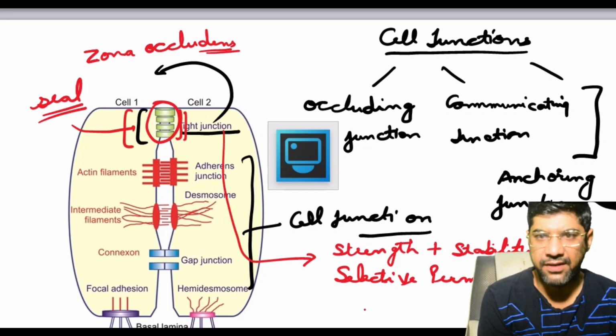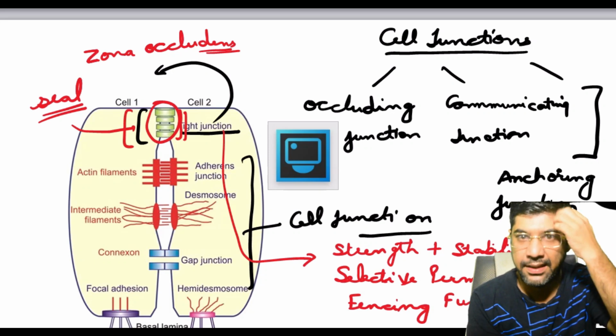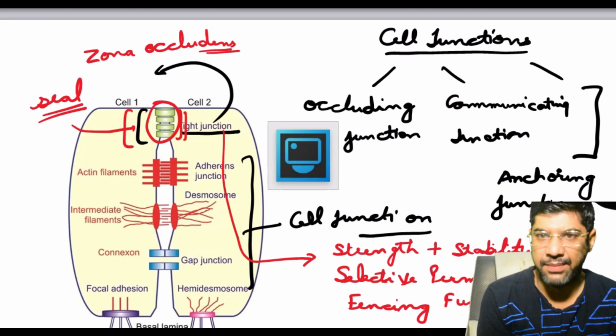Why is it known as the gate function? As it regulates the passage of ions, water, and macromolecules between the cells. Apart from that, tight junctions also act as a fencing function. They act as a fence and prevent the movement of proteins and lipids within the cell membrane. The other functions are maintenance of cell polarity and the blood-brain barrier.